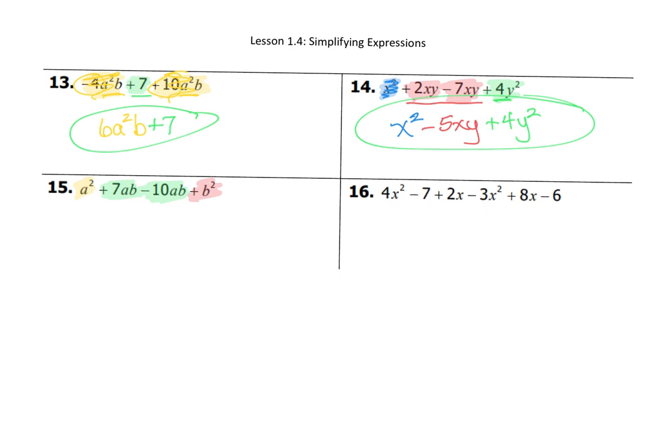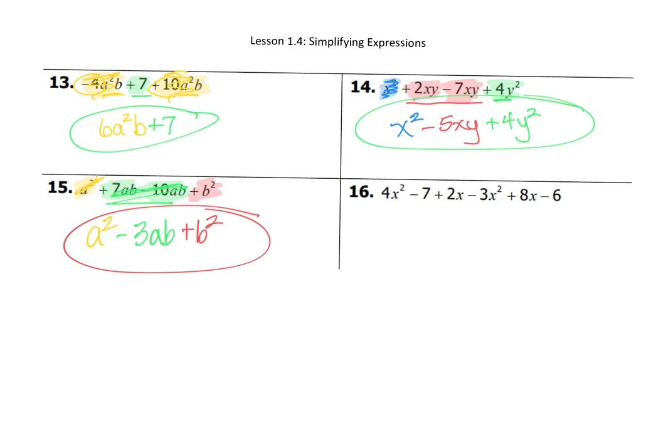So we bring down a squared, okay, a squared, and then my 7 minus 10 makes negative 3, and then it stays ab, and then we bring down plus b squared. Okay, if it doesn't have anybody to combine with, we just bring it down as it is. And last we have number 16.